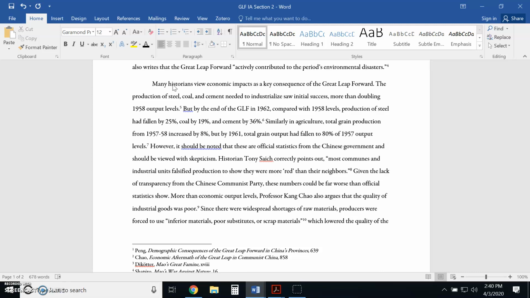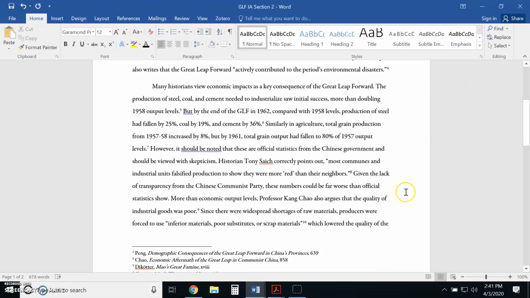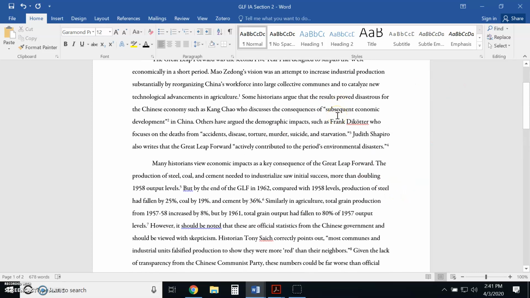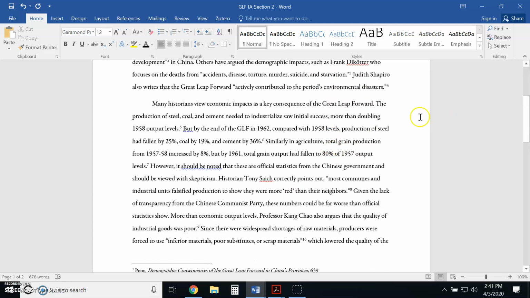And so importantly, I'm only including evidence in this perspective on the economic side of things that backs up that perspective. So let's read through this together really quickly. So many historians view economic impacts as a key consequence of the Great Leap Forward. It's sort of an introductory sentence. I'm stating that this is one perspective. Note that in my introduction, I'm also using that time to distinguish the different historical perspectives. You want to make sure that you do that.